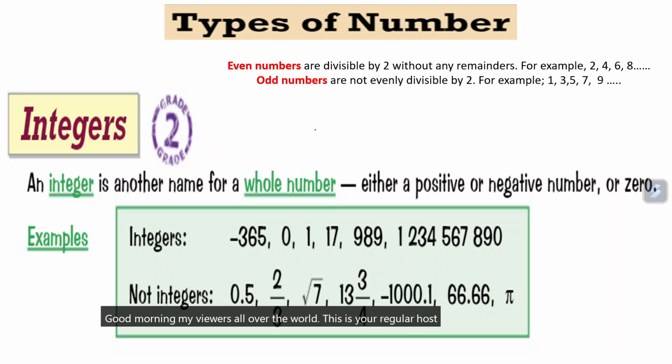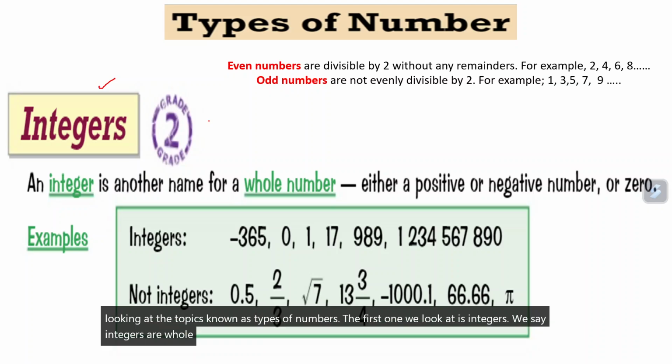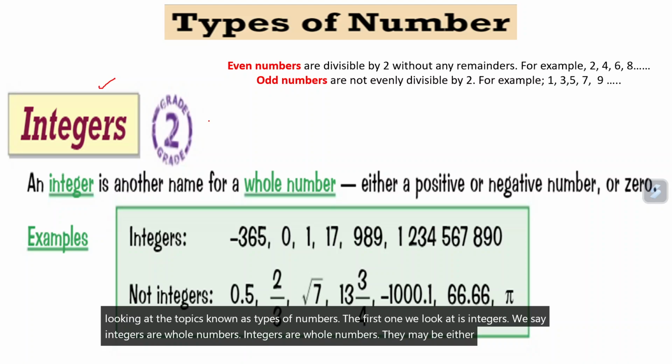Today, we'll be looking at the topics known as types of numbers. The first one we'll look at is integers. We say integers are whole numbers. Integers are whole numbers. They may be either positive, negative, or zero.